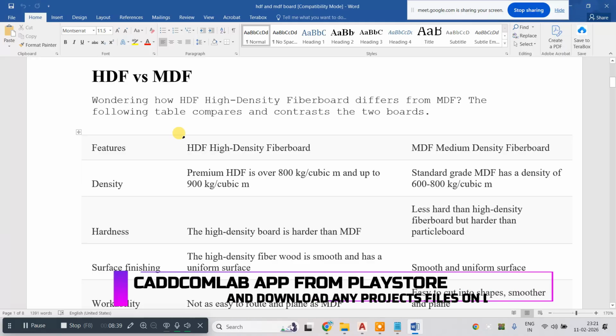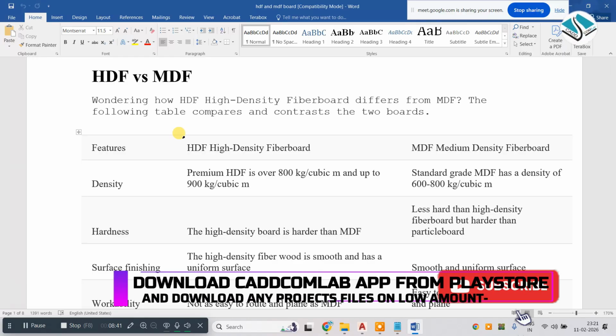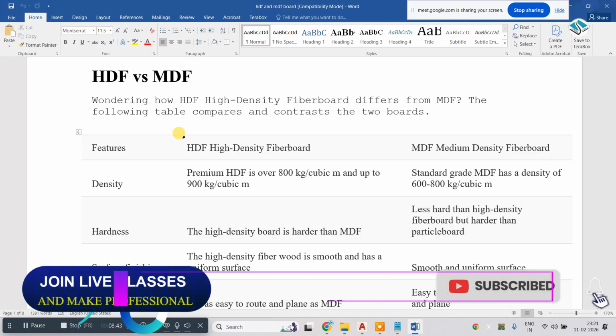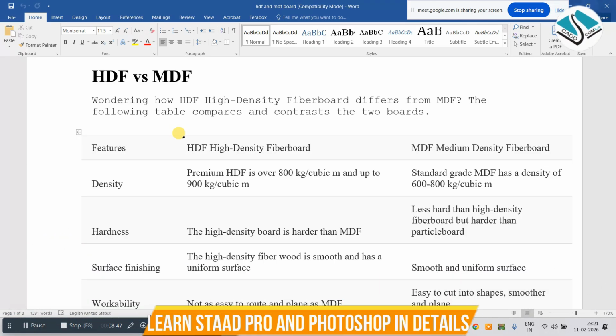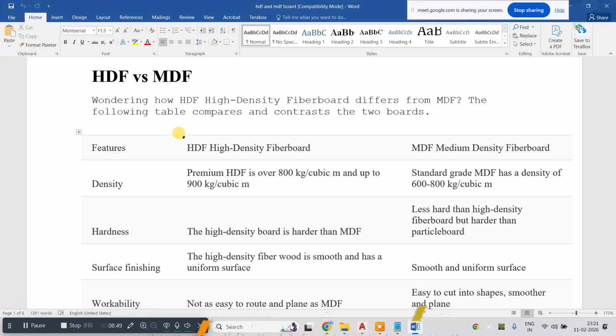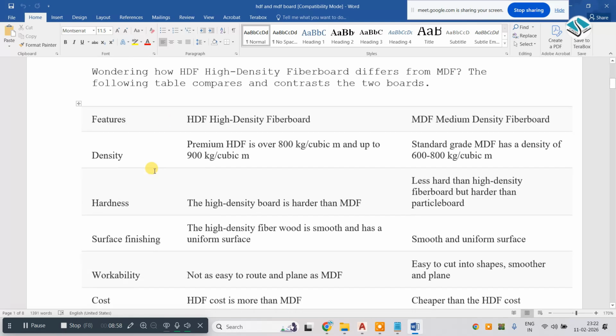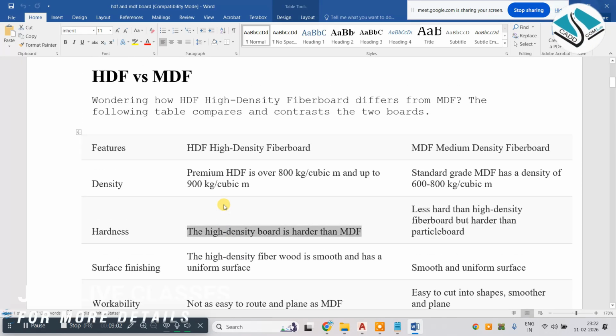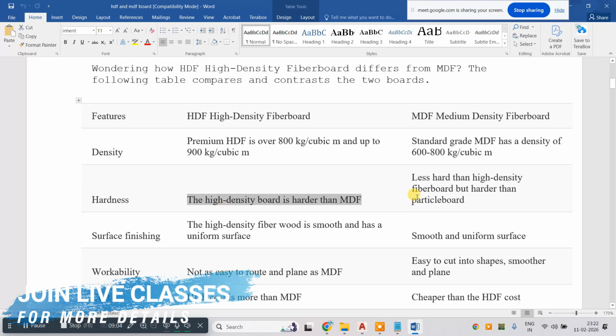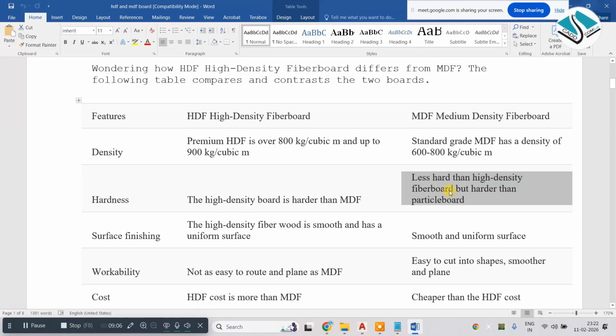HDF is high density board, MDF is medium density board. Premium HDF is over 800 kilogram per cubic meter and up to 900 kilogram per cubic meter. And standard grade MDF has a density of 600 to 800. Difference number one, hardness. The high density board is harder than MDF. It means it's a stronger board. MDF is less hard than high density fiber board, but harder than particle boards.